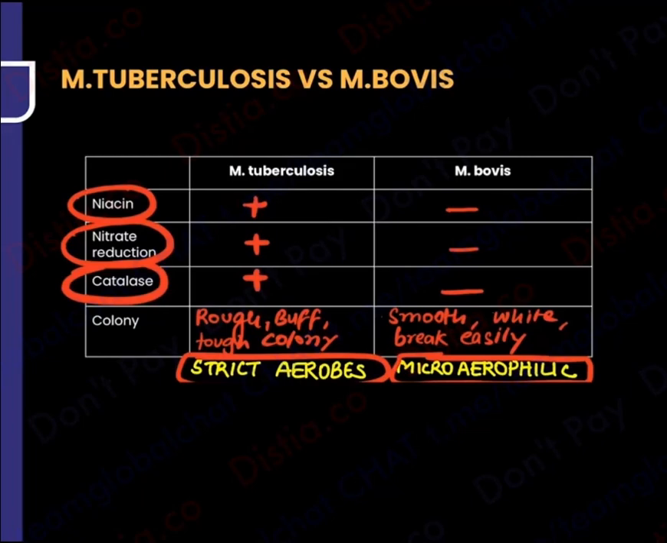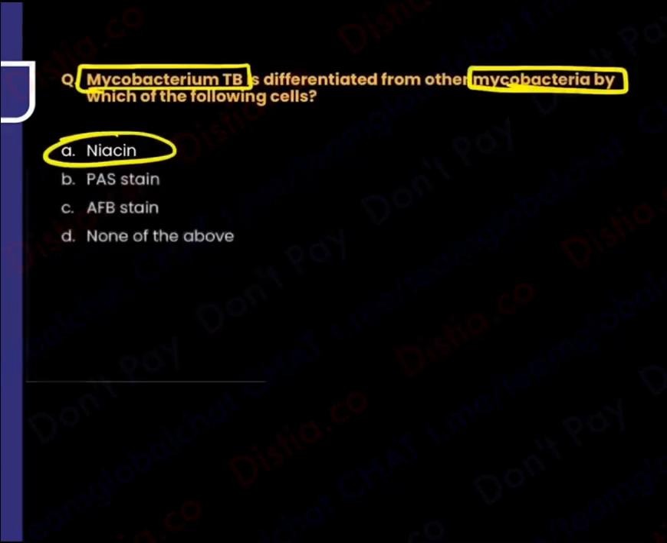I hope you're not going to have a problem over here. So coming back, Mycobacterium TB is differentiated from other mycobacteria by which of the following cells or tests? So not PAS, PAS is nowhere in the rule. AFB is positive in both, so niacin is going to help you.